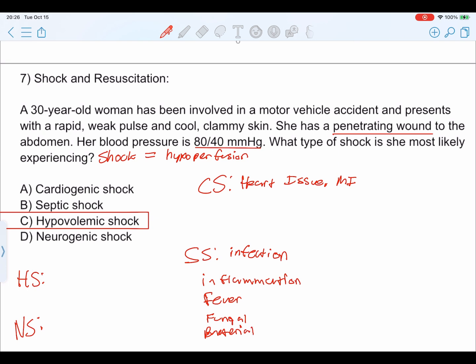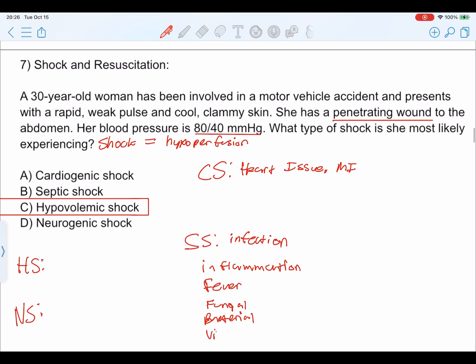Irritation. This can be caused by fungal matters. It can be bacterial. Wow, my handwriting looks absolutely horrible. And it can also be viral. So, infections that go on for too long that your body can't fight can lead to septic shock.